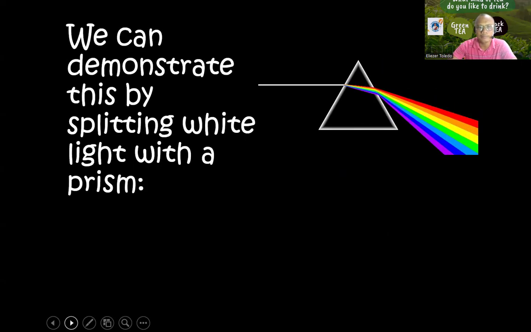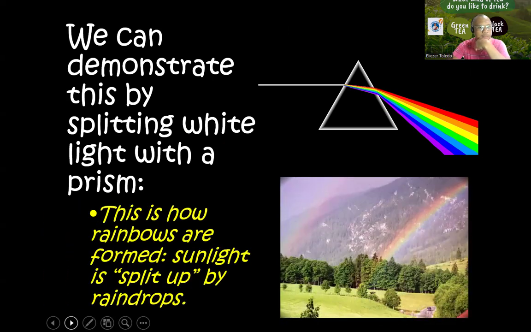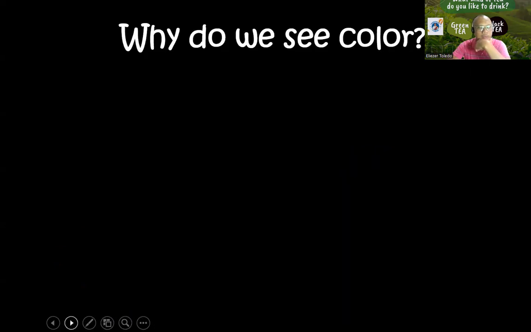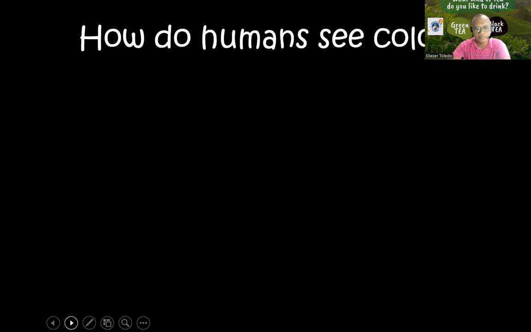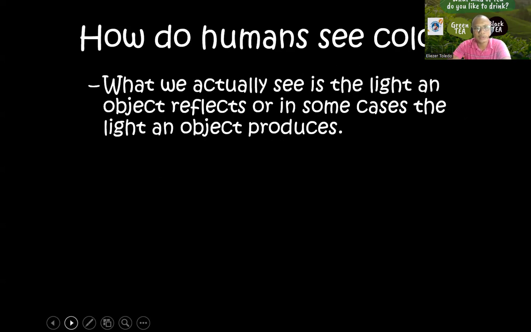Now, this is how we could use this. I'm not sure if we have a prism in class. You can try to do it if we have it. As I explained already, this is how we see a rainbow. Now, the question is, why do we see color? And if we relate this to photosynthesis, why are the leaves green? When our eyes see different wavelengths of light in the visible spectrum, we see colors. And how do we see it? You have many of these colors.